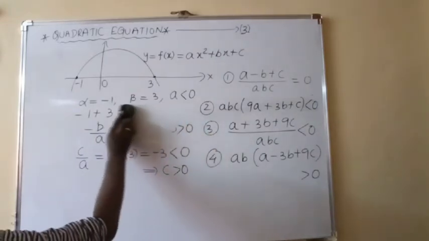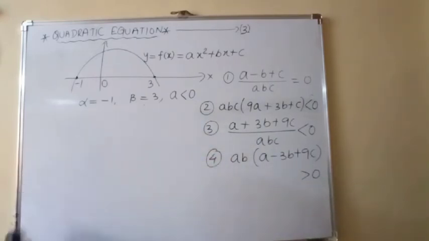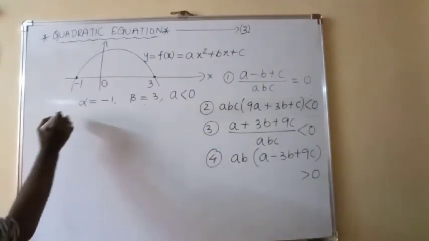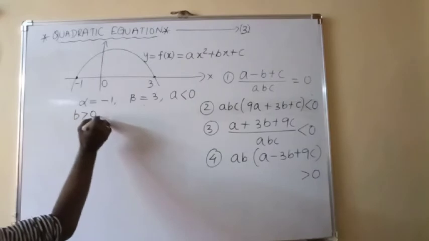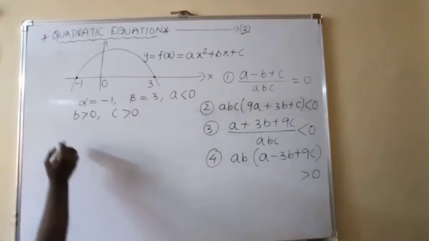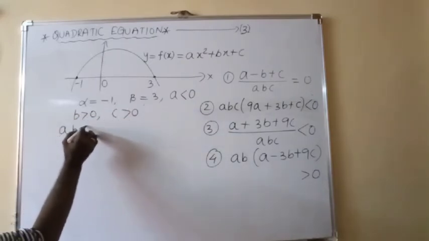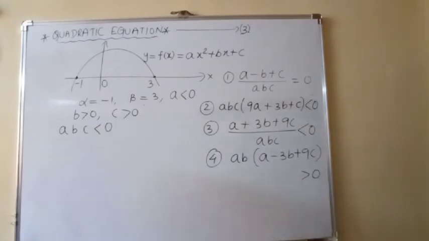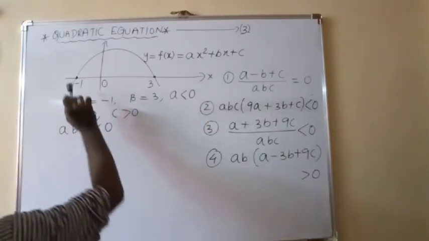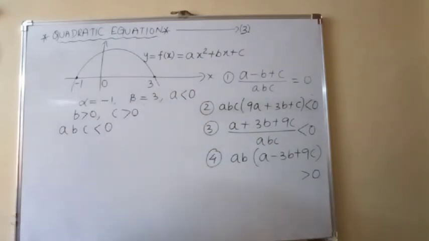So a is negative, b is positive, c also positive. That means from this we can conclude abc is negative. And clearly this function is positive between minus 1 and 3. Okay, the function is positive when between minus 1 and 3.